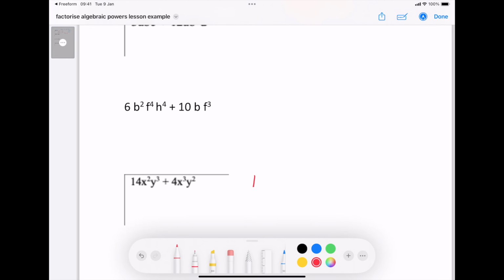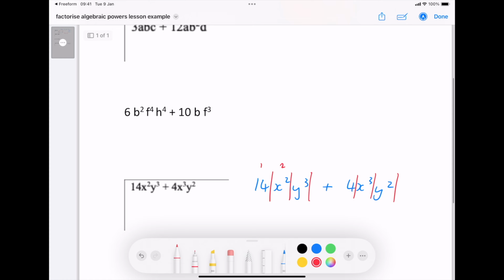So we have 14x squared y cubed. Just writing this out a little bit more clearly. 4x cubed y squared. So get a different color. Let's split those terms. Number. Remember the power belongs to the letter, so that's counted as one split if you like. And we've got something that looks like that. 1, 2, 3, 1, 2, 3.